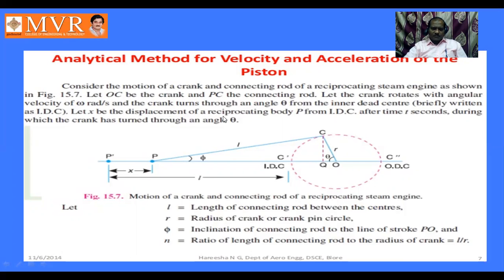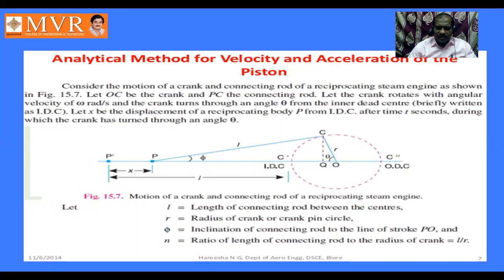Let x be the displacement of the reciprocating body P. The displacement x is the change from P to P dash, that is, the displacement of the reciprocating body P from IDC after t seconds, during which the crank has turned through an angle of theta. Due to the displacement of P, the change in the crank angle is theta. So this is the motion of a crank and connecting rod of a reciprocating steam engine.